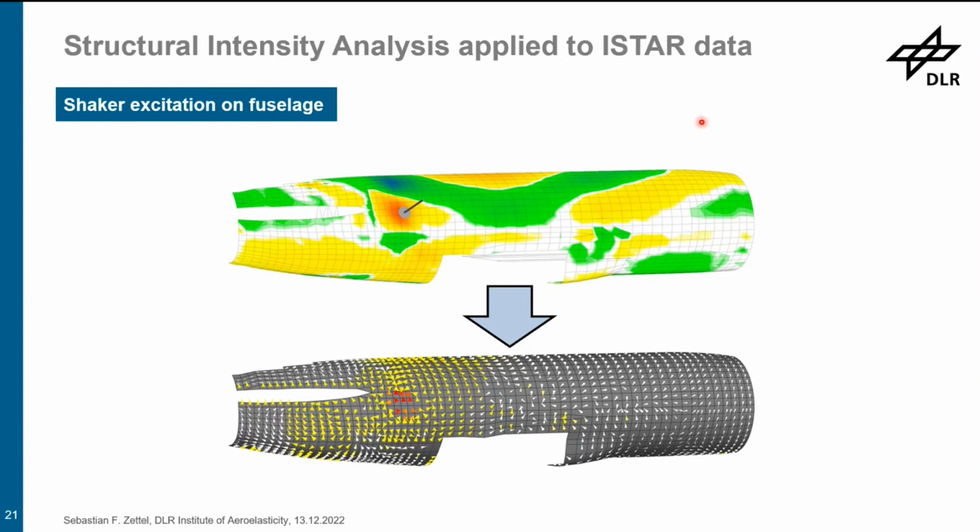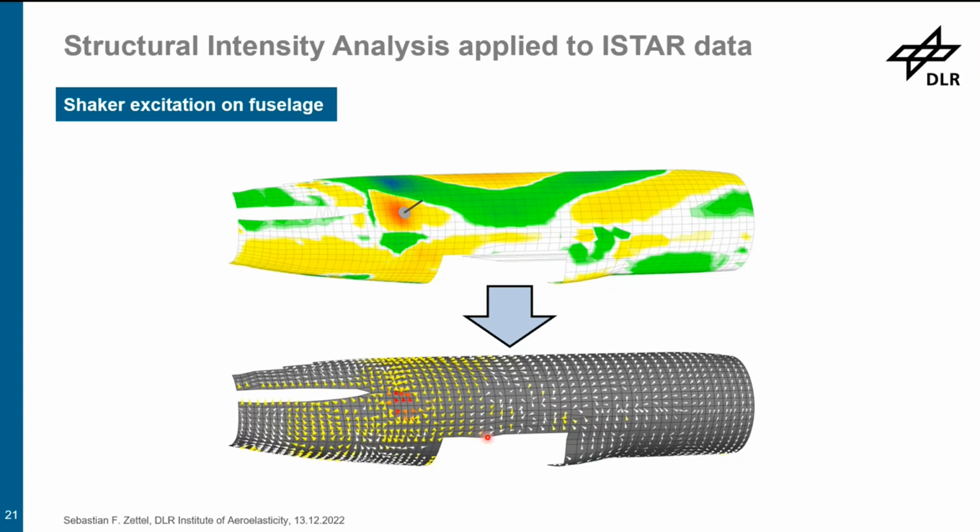On the top, you see the operational deflection shape for a certain frequency. The excitation is here where the vector is plotted, and on the bottom, you see the divergence field of the structural intensity after applying our method. You can see that from the excitation point, the power is flowing outwards from the point and into the structure.